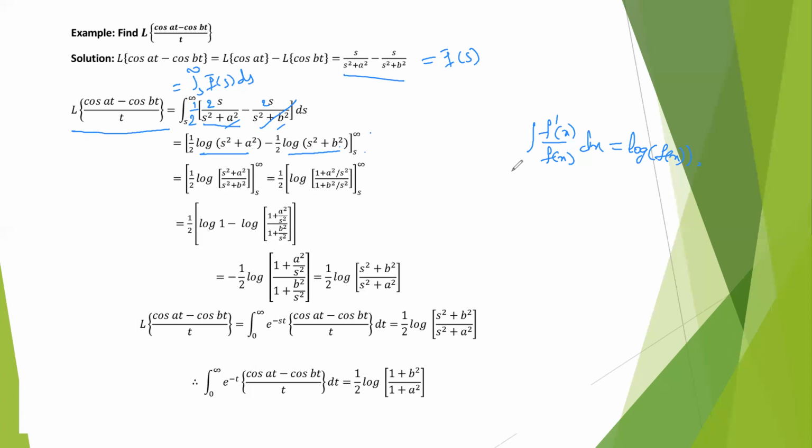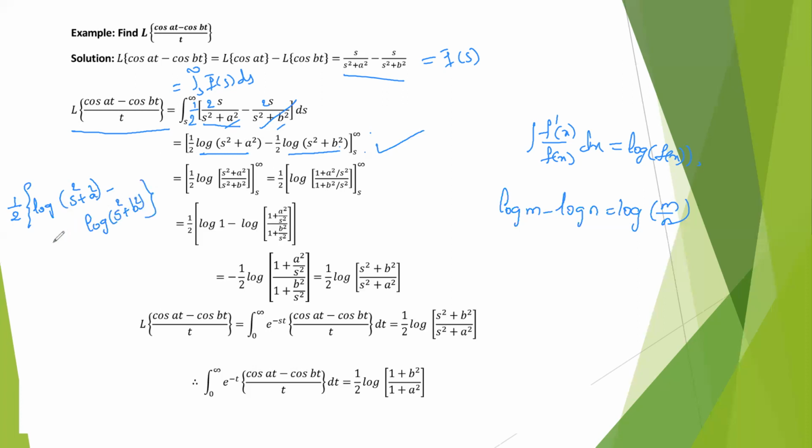Next, as we know that log m minus log n is nothing but log m by n, in this step if we take 1 by 2 common outside, we can write 1 by 2 into log of s square plus a square minus log of s square plus b square. It should be written as log of s square plus a square by s square plus b square. So now let us apply the limits.